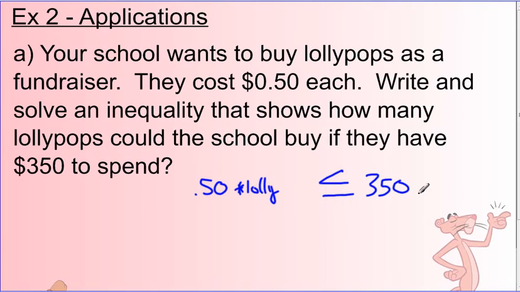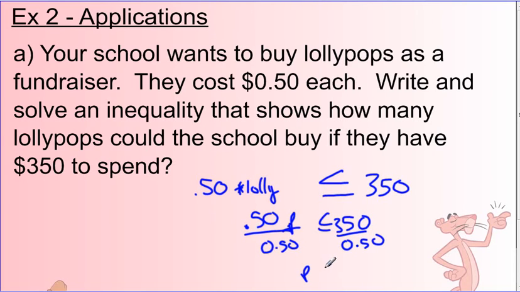So this is kind of like our verbal model. It's more of a math problem, so let's make it an actual math problem and get rid of the words. So 0.50, and I'm going to use P for pops, because I don't like using L since it looks like a 1. So 0.50P is less than or equal to 350. To solve this, to get rid of the 0.50 we divide both sides by 0.50, or 50 cents, on each side. And P is less than or equal to 700.